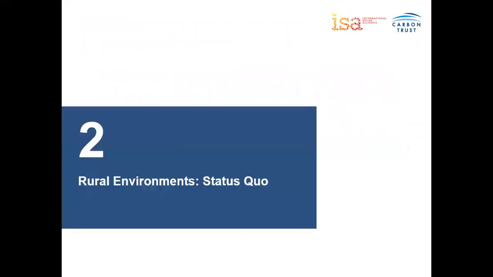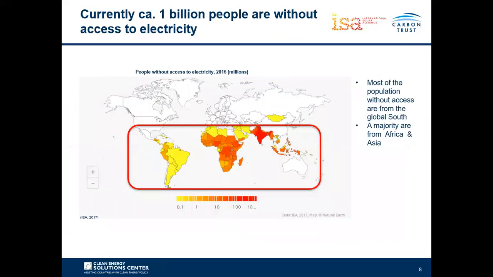So, to start off, let's look at the status quo in rural environments. Today, it's estimated that there are 1 billion people without access to electricity, all of which are located in the global south, and the majority of that are in African and Asian countries.